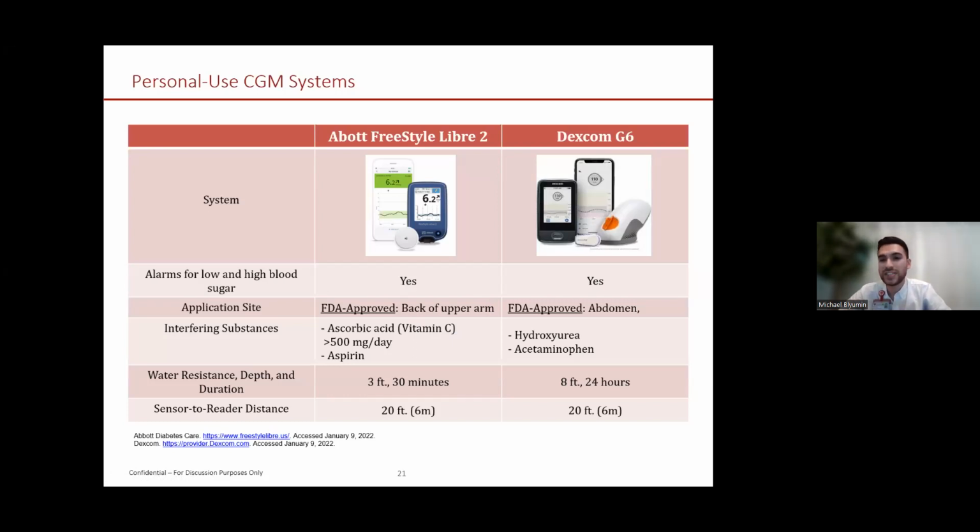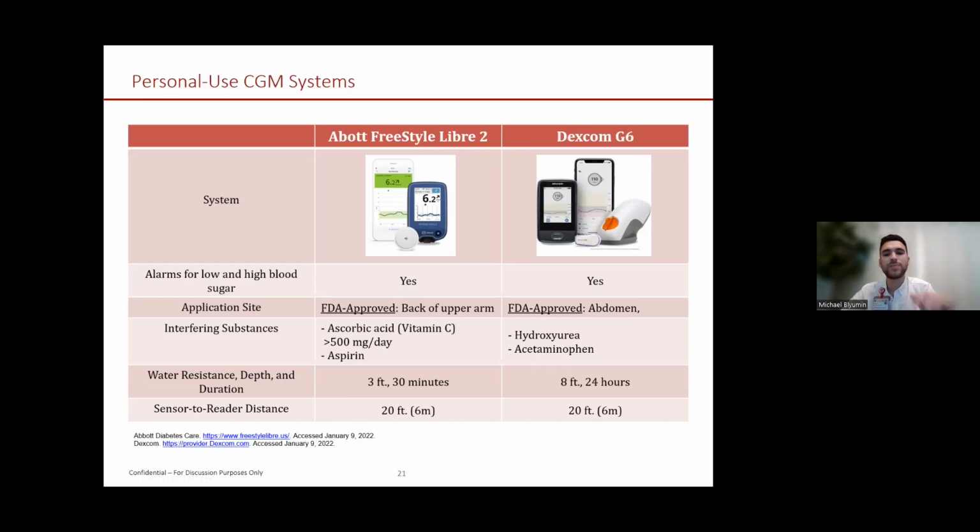Something to note with these systems is there are certain medications that may interfere with how accurate the reading is. With the Libre, the amount of vitamin C you take in per day should be less than 500 milligrams to ensure the accuracy of the reading. And high doses of aspirin can affect it, though these are doses much higher than what we typically would use. Same with the Dexcom: hydroxyurea, which is a very uncommon medication, and acetaminophen or Tylenol at high doses can affect the reading.